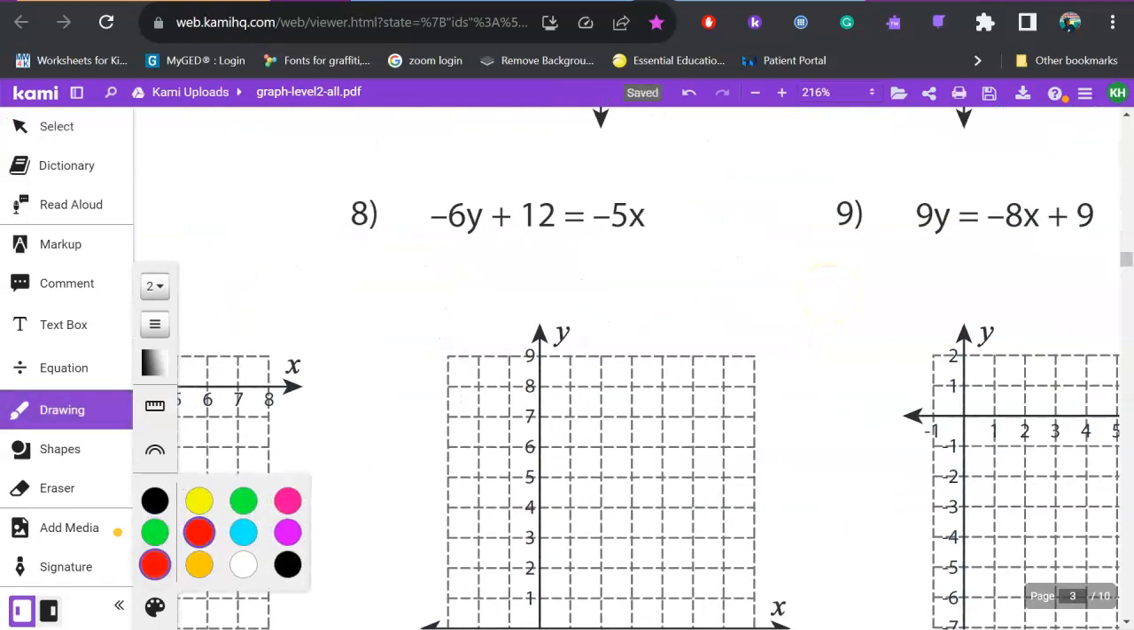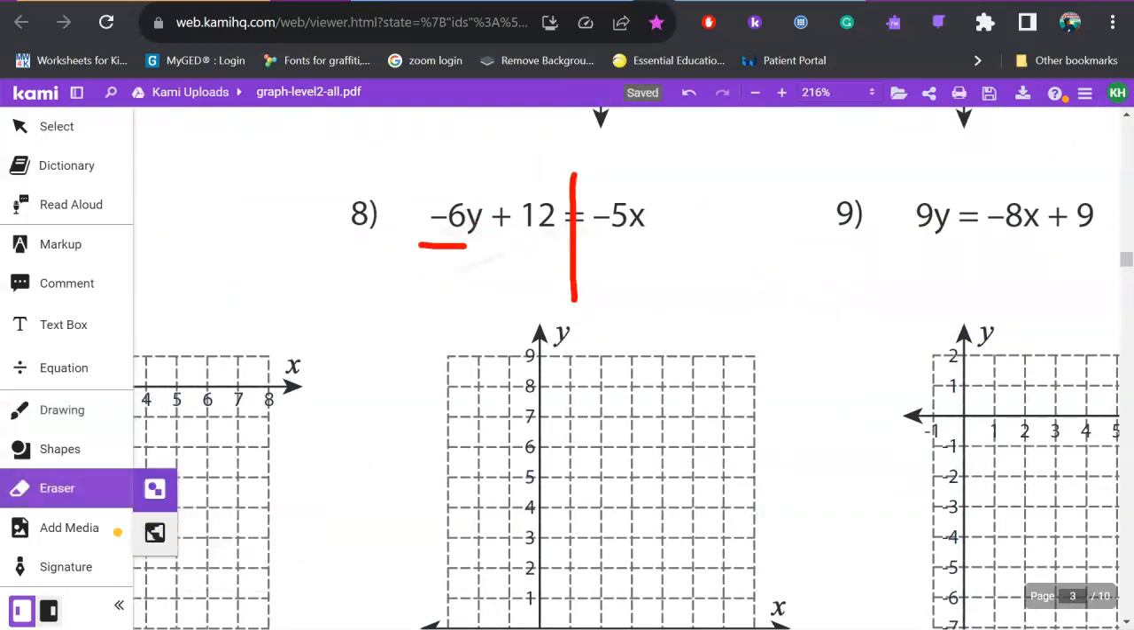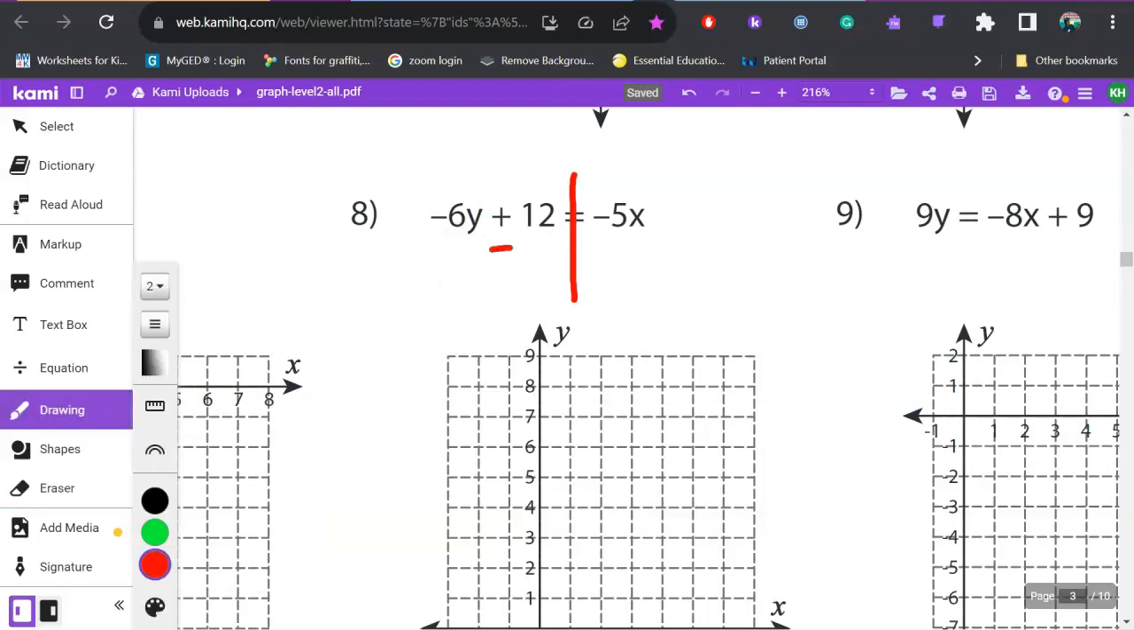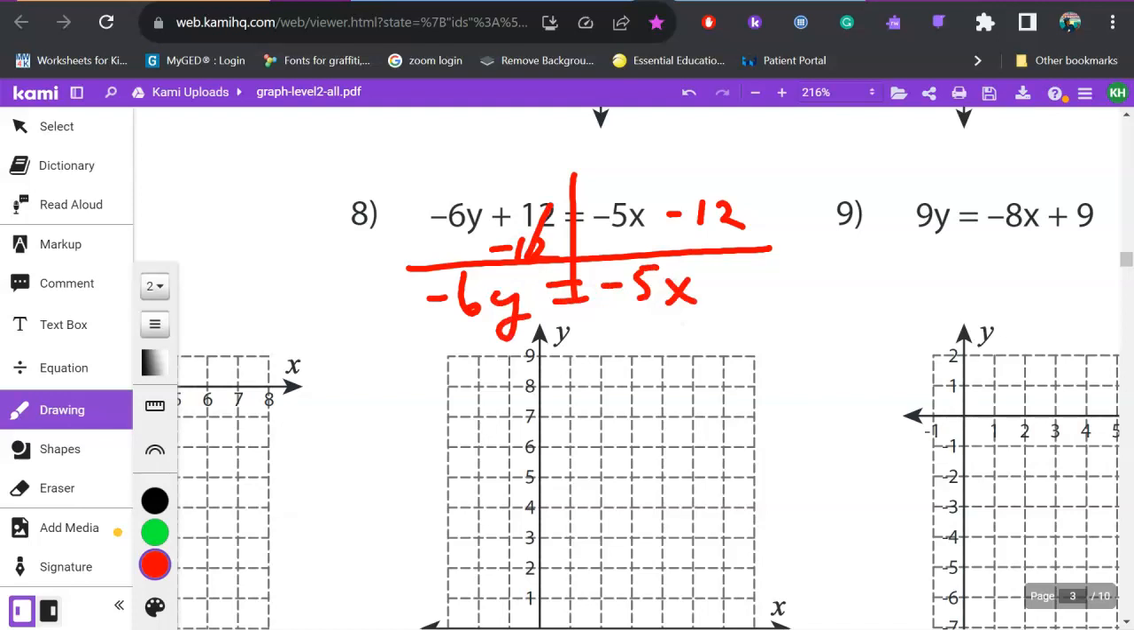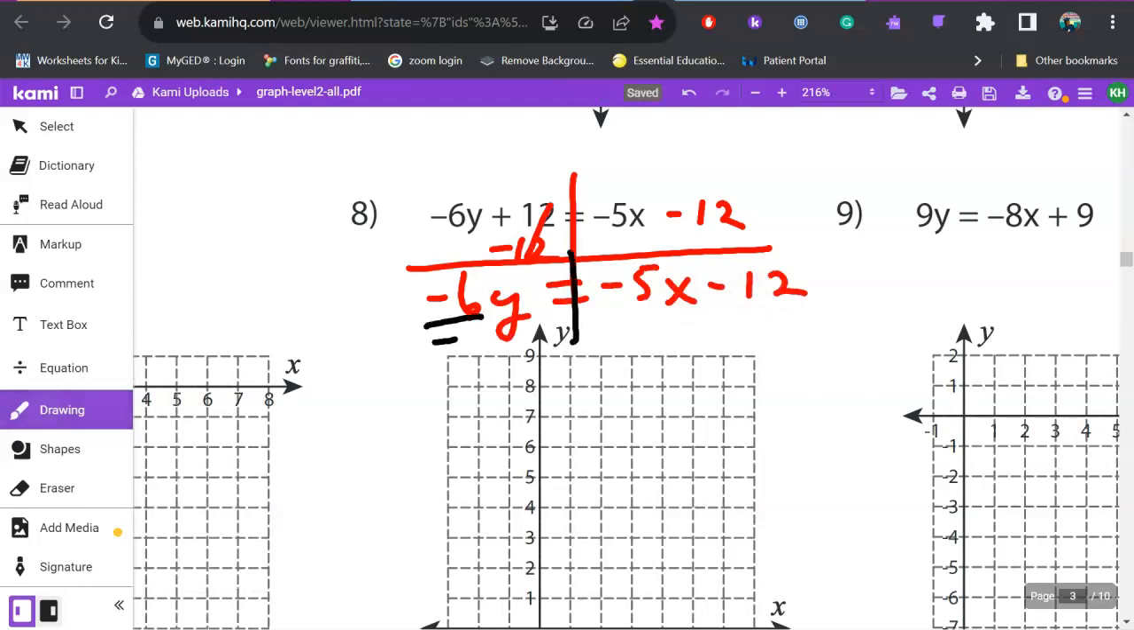Number 8. Here we go. I see my y number. Get rid of the 12. Subtract 12 from both sides. So I have negative 6y, canceled out. Negative 5x minus 12. You know what to do now. Divide out the negative 6.